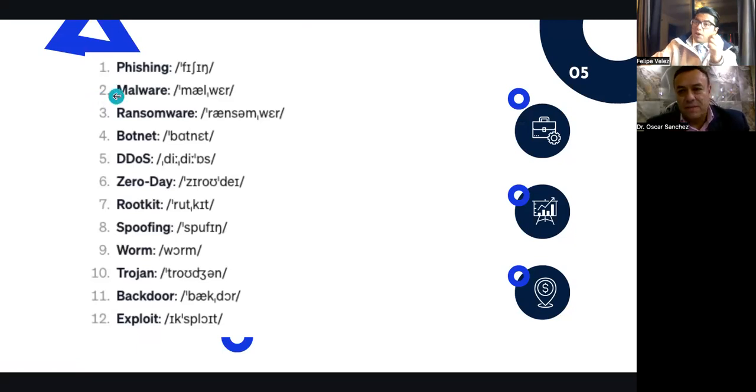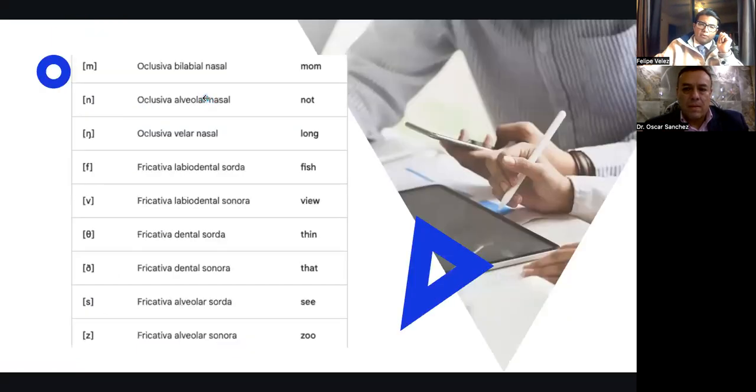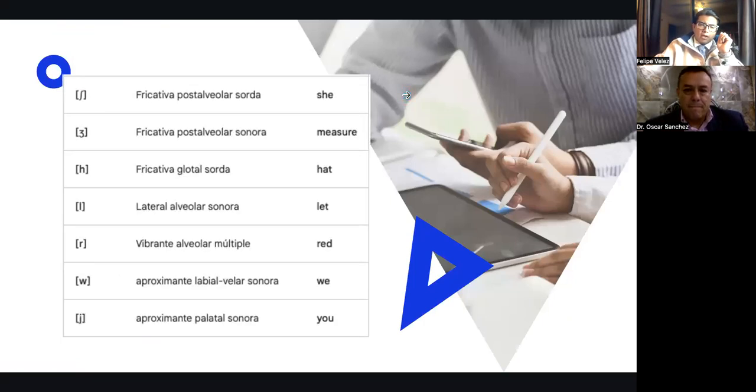Very good. That's a correct pronunciation. Number two. Malware. No, malware. Right. Check the phonemic chart. It's an M sound. So you go back and check the phonemic chart. It's M, so then we go with the other sound.